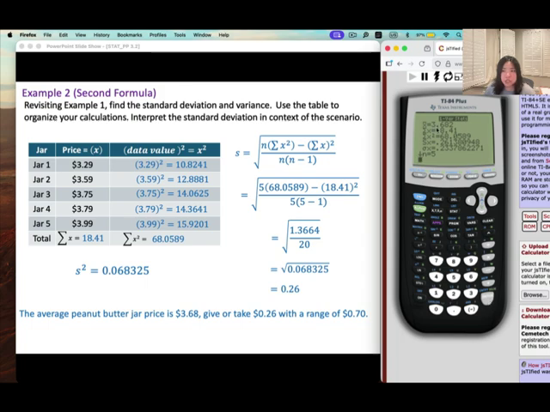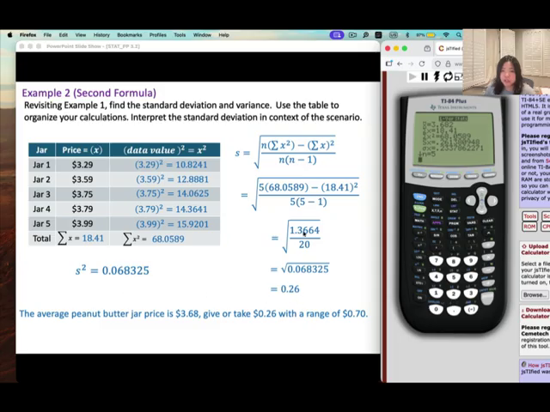I have the mean, 3.682. And then you're going to see the Sx here. Don't write it with the x, okay? This is the calculator notation. Our sample standard deviation is just the s only. Okay, so s equals 0.26, right?